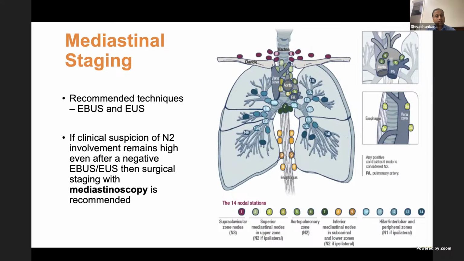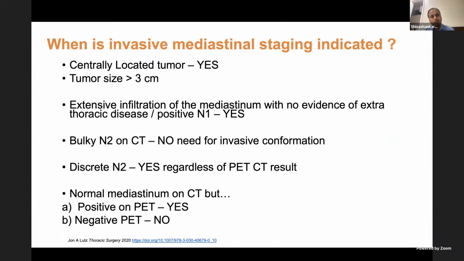So usually the commonest mediastinal staging techniques used are EBUS or US. Most of the time, these will provide sufficient answers. But in certain situations, particularly if it is a 5-6 zone where it is very difficult to access through EBUS or US, in such cases we may have to do mediastinoscopy or VATS.